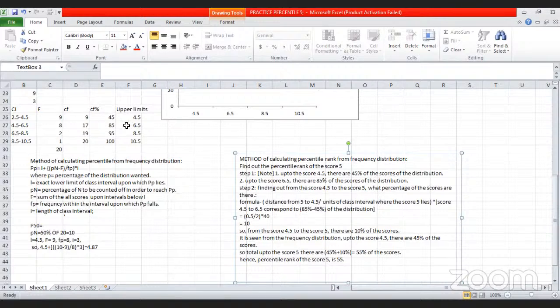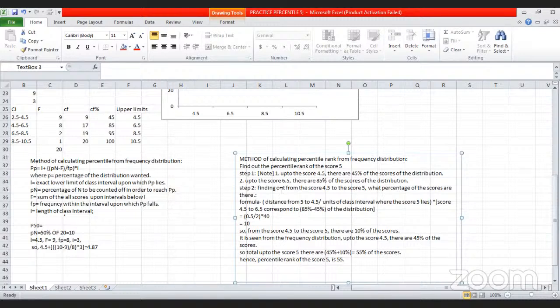Because from this frequency distribution, we can calculate up to 4.5, up to 6.5, up to 8.5, up to 10.5. But if any score is there in between, we have to calculate the distance between them. So we know that up to 4.5, there are 45% of the scores. Up to 6.5, there are 85% of the scores. Now we need to know from 4.5 to 5, what percentage of the scores are there?